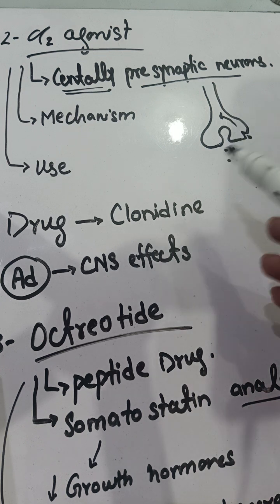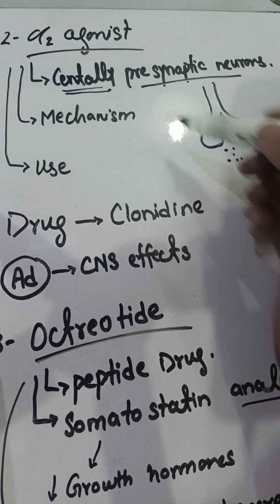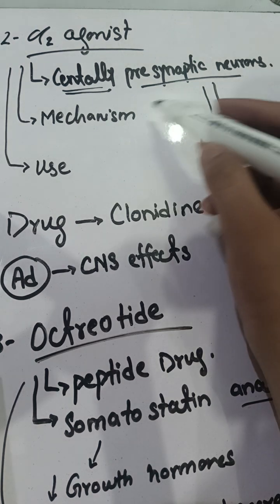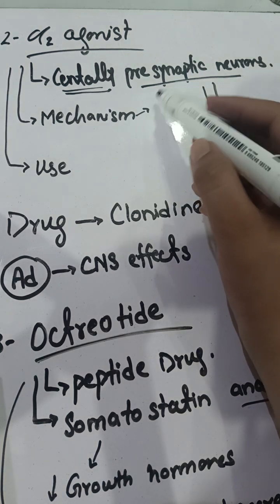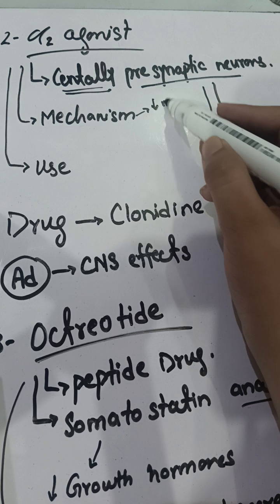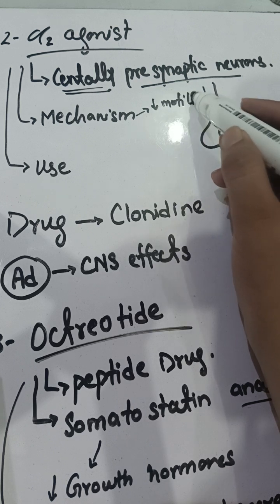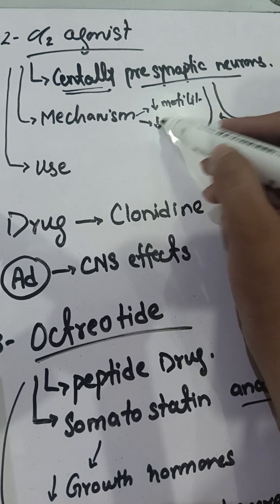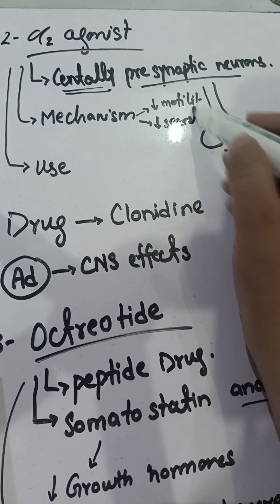So in that way, if it decreases the secretion of acetylcholine, then if acetylcholine does not release, your muscle does not contract, and eventually it will decrease your motility and decrease the secretions of your GIT tract.